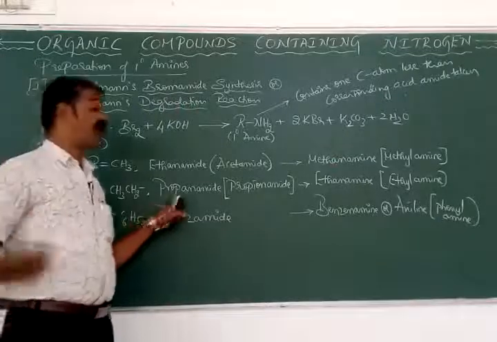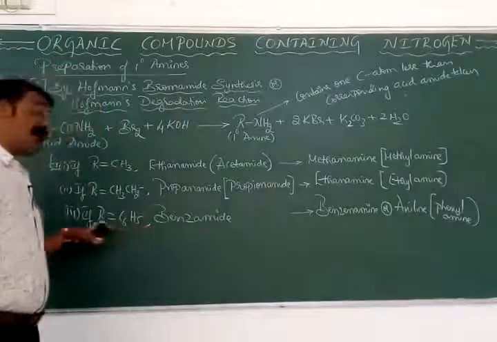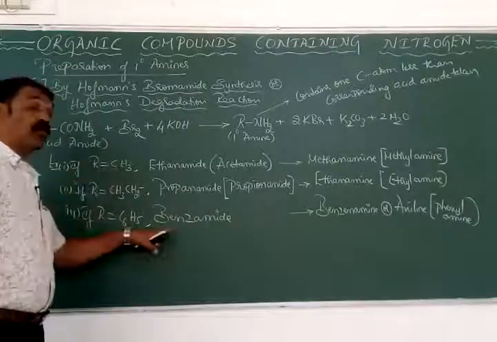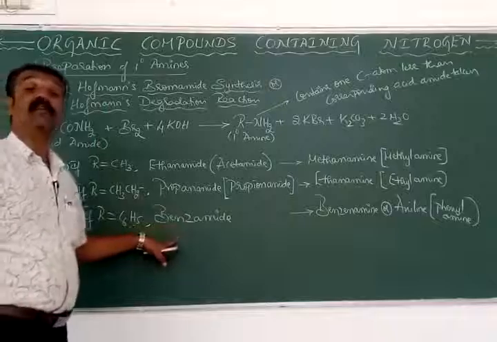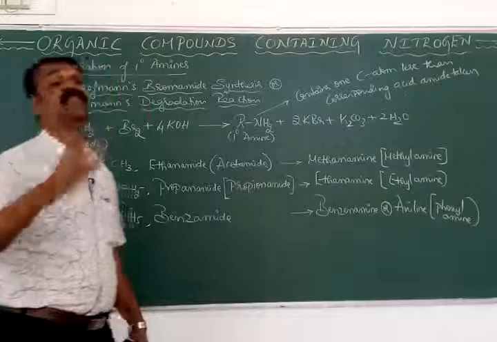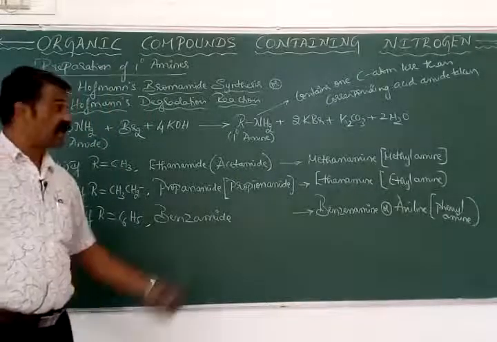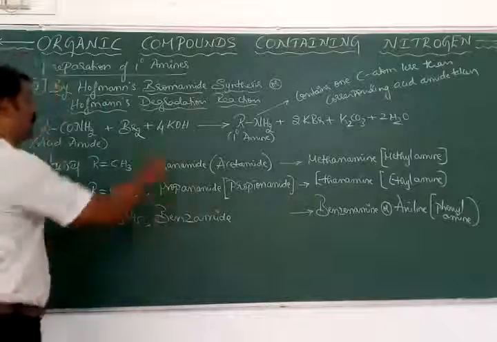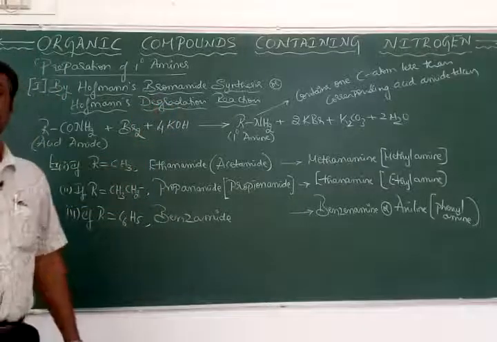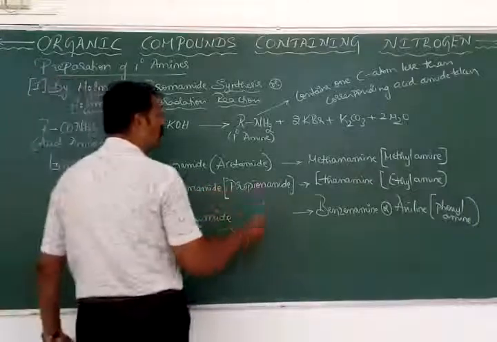Prop means 3 carbon atoms, and the product obtained has 2 carbon atoms. Therefore, again there is a decrease. Benzamide means C6H5 with CONH2, so totally benzamide has 6 plus 1, 7 carbon atoms. But here we are getting only the 6 carbon atom benzenamine. As we are getting 1 carbon atom less than the corresponding acid amide that we have taken, the name degradation is used.